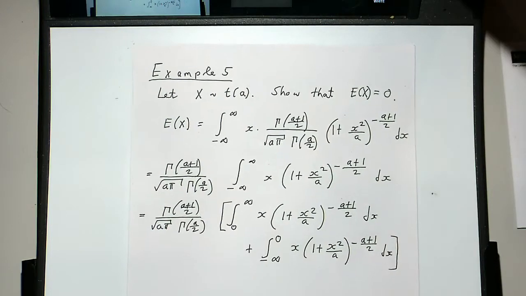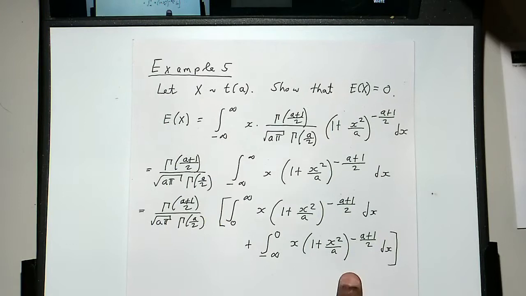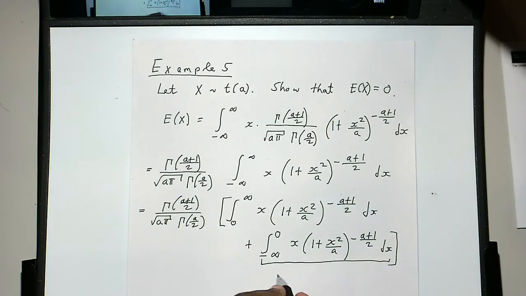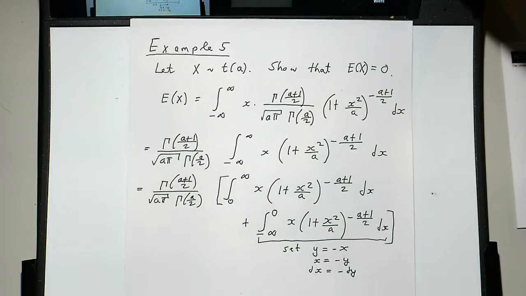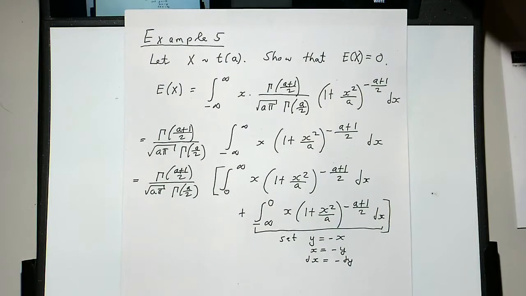All right, and then for the second integral, set y equal to minus x, right? So that x is minus y, dx is minus dy. All right, so if you do this, this is what you will get.